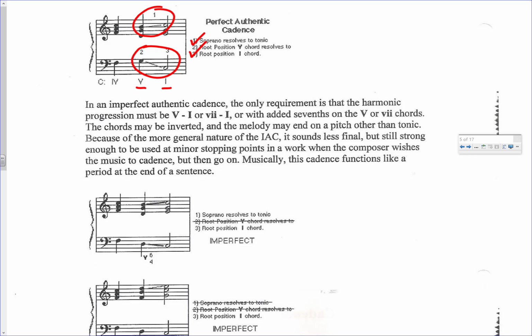Okay, in an imperfect authentic cadence, the only requirement is that the harmonic progression must be 5-1, or 5-7-1, or even 7 diminished to 1, or with added sevenths on the 5 or 7th chords. The chords may be inverted, and the melody may end on a pitch other than tonic. Because of the more general nature of the IAC, it sounds less final, but it's still strong enough to be used at minor stopping points in a work when the composer wishes the music to cadence, but then go on. Musically, the imperfect authentic cadence functions like a period at the end of a sentence. So here's an example of an imperfect authentic cadence.